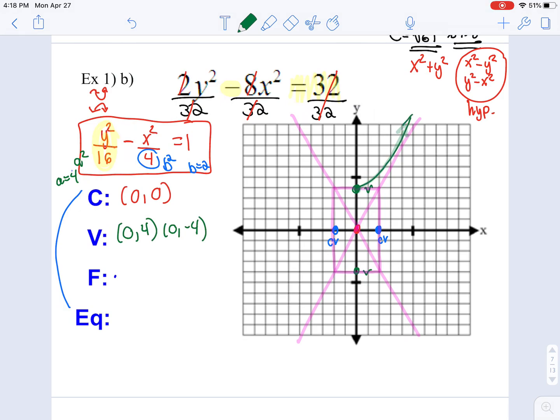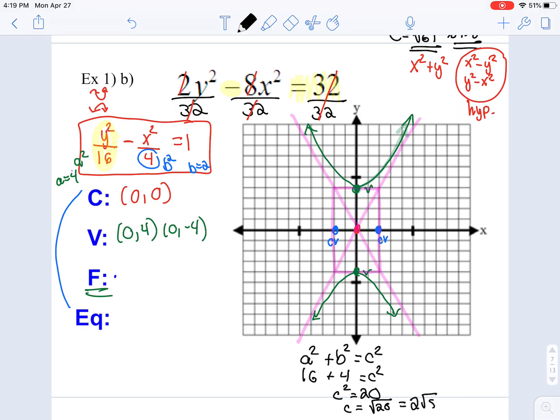Oops, I forgot to switch, I apologize. Okay, we can draw in those branches opening up and down, using those asymptotes as a guide. So now I have a pretty decent graph. I still need my focal points, so we're going to go back to that equation. A squared plus b squared equals c squared. A squared is 16, b squared is 4, which means c squared is 20, which means c is the square root of 20, which simplifies to 2 square root 5, and that is approximately 4.5 when we graph it.